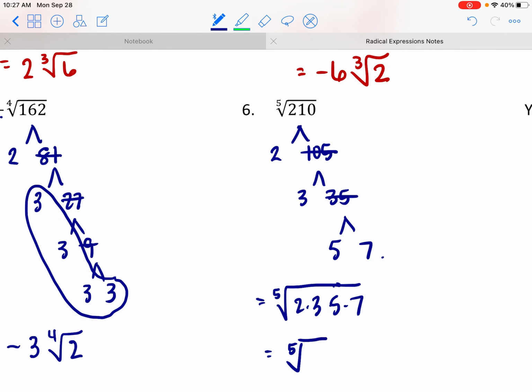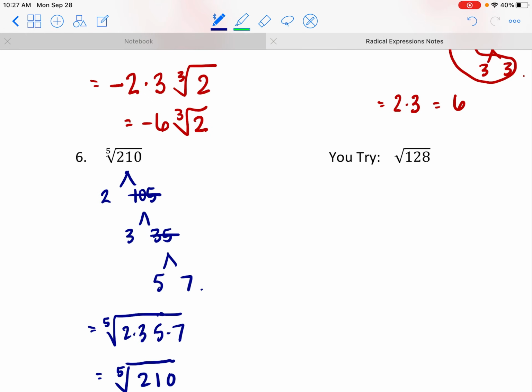Alright, last one. Last one again, one for you to give it a shot if you want to pause and try it. So square root, so we're back to looking for pairs. So 2 goes in 64 times. Now, I just want to say that this is where I would stop. Now, I know 64 is going to continue to break down, but I know the square root of 64. What's the square root of 64? It's 8. So I already know this is going to become an 8 with a radical 2 left over.